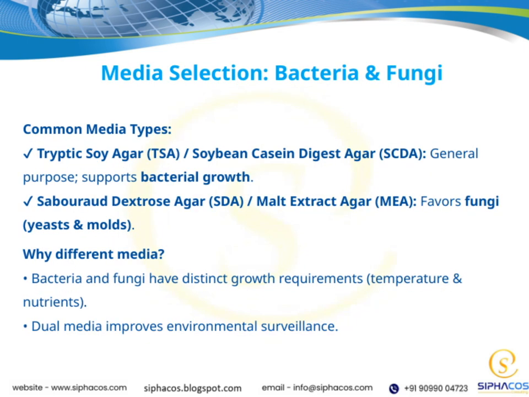Now, let's talk about media selection for bacteria and fungi. When we're working with these microbes, we use different types of media to support their growth effectively. For bacteria, common media like tryptic soy agar, or TSA, and soybean casein digest agar, SCDA, are often used because they are versatile and support a wide range of bacterial species. These media are great for general purposes, helping us cultivate bacteria in various environments.